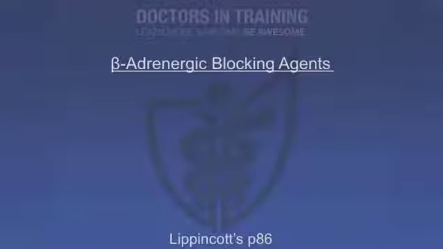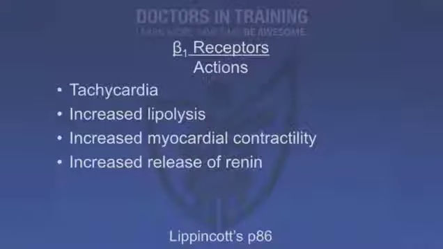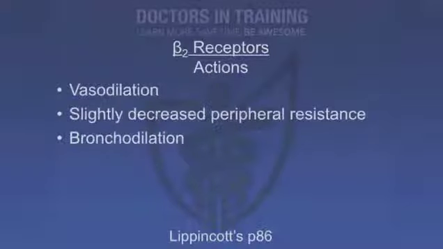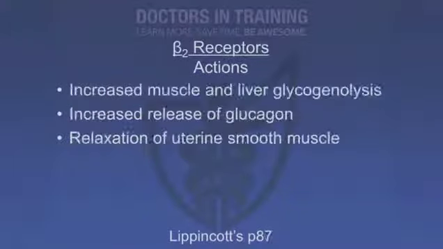Now let's go back to Dr. Lewis. So let's move on now to the beta-adrenergic blocking agents. So let's do a review of what a normal beta-1 and beta-2 do. So beta-1: heart, tachycardia, increased lipolysis, increased myocardial contractility, increased release of renin. Beta-2: vasodilation, slight decrease in peripheral resistance, bronchodilation, increased muscle and liver glycogenolysis, increased release of glucagon, and relaxation of uterine smooth muscle. So that's our review.